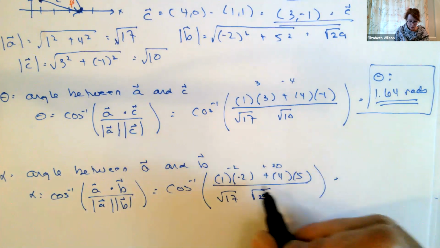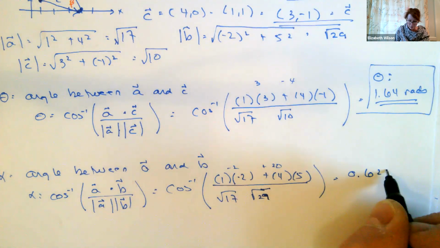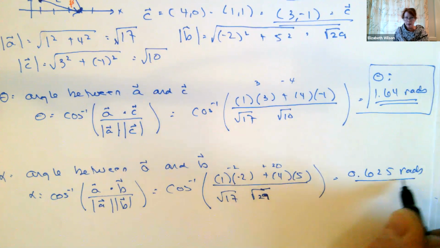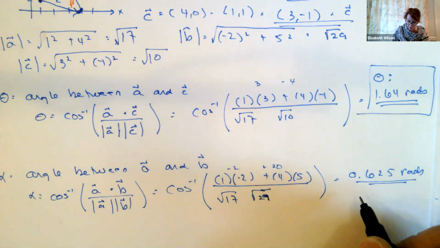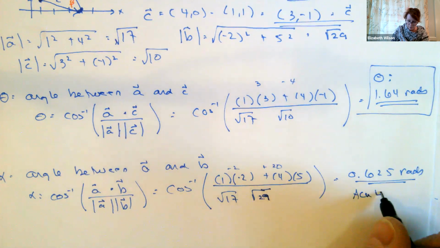Okay, and what did I get out of here? I got 0.625 radians. Make sure you give us your unit on here so we don't think you got confused and give us degrees. So we expect this to be acute. This one is obtuse.